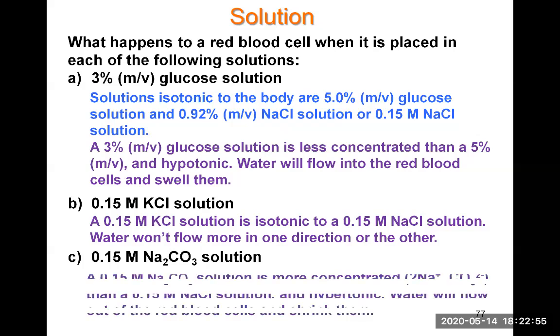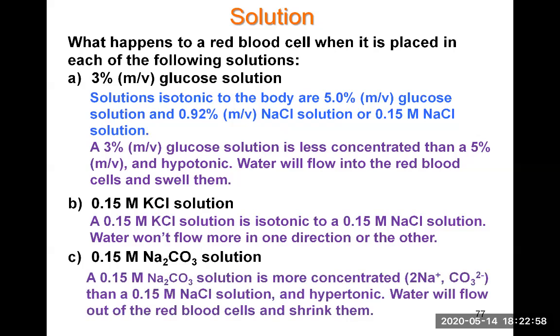The water will want to move from low solute concentration to high solute concentration. So water will go from inside the cell and move out to try to dilute the more concentrated outside solution. So water will move out of the red blood cell to the outside, and the cells will have their volume reduced and will shrink. That's what happens when you place them in a hypertonic solution.